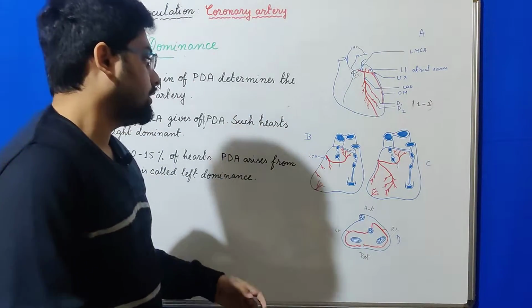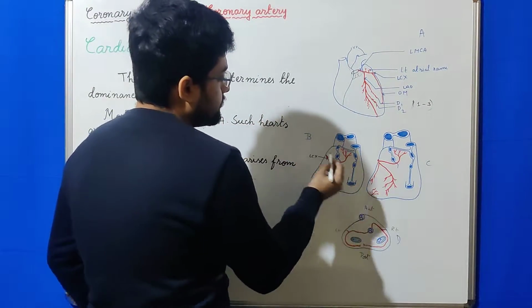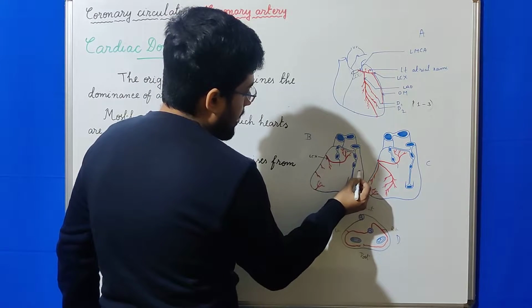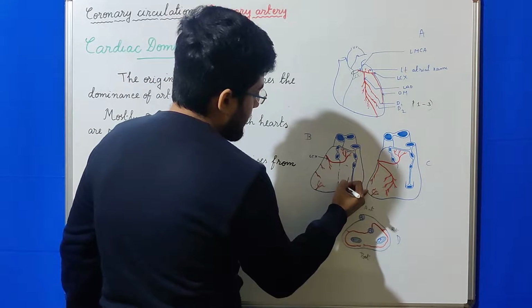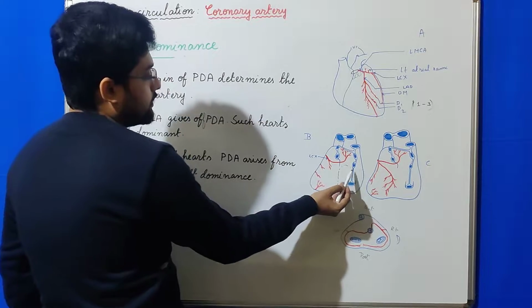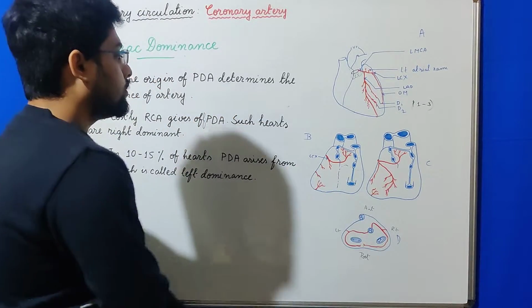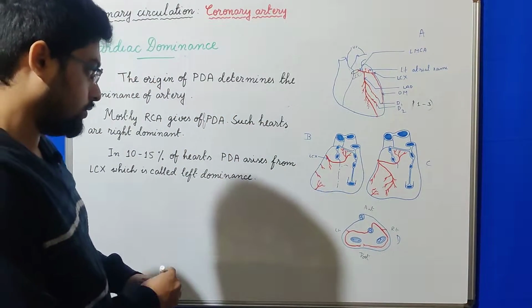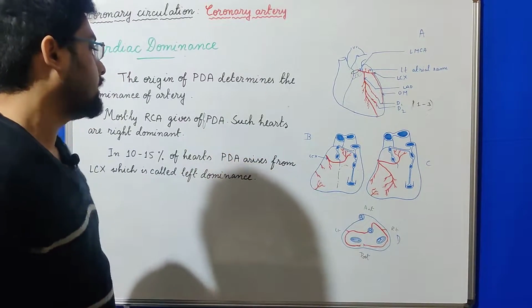In this case, see picture number B. This dotted line represents the course of the right coronary artery. So this is the case of right dominance.